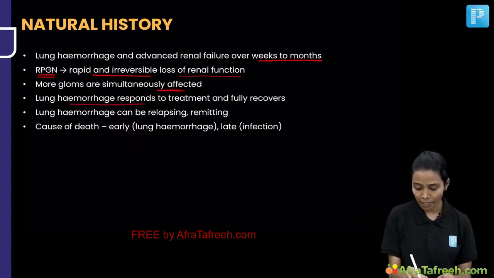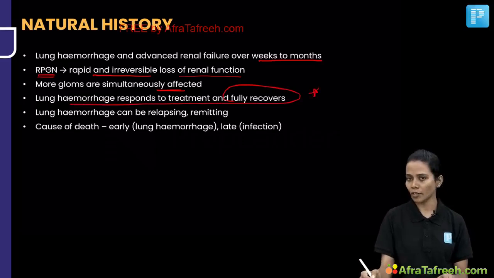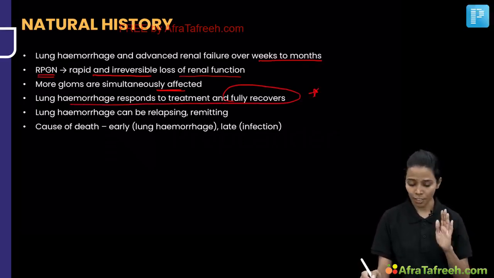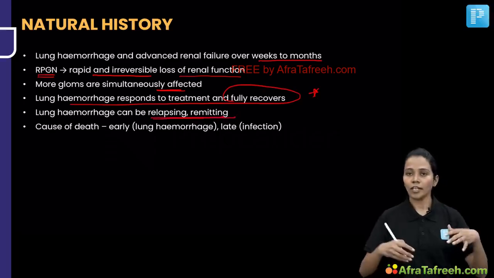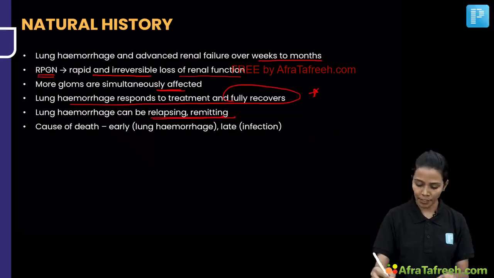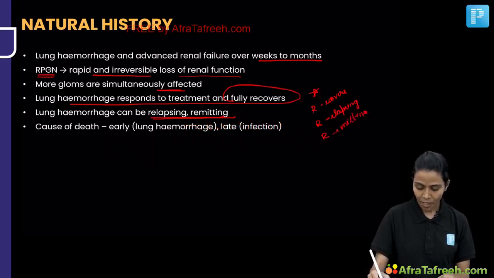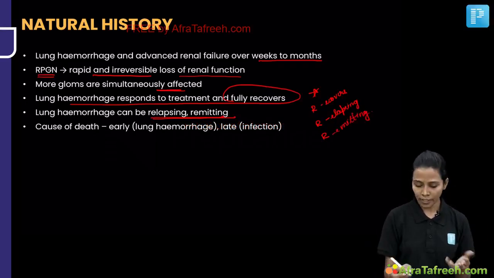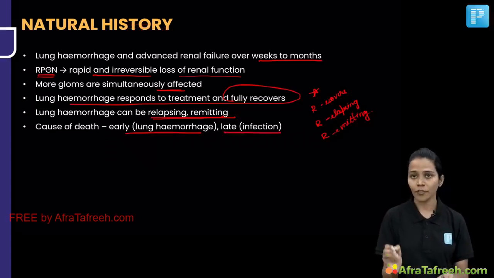Lung hemorrhage generally responds fully to treatment and recovers. That's very important because for the kidney, that is not going to happen generally. Lung hemorrhage generally fully recovers, but it can be relapsing and remitting. Now, cause of death early on can be because of lung hemorrhage when it is severe, or late it can be because of infection.